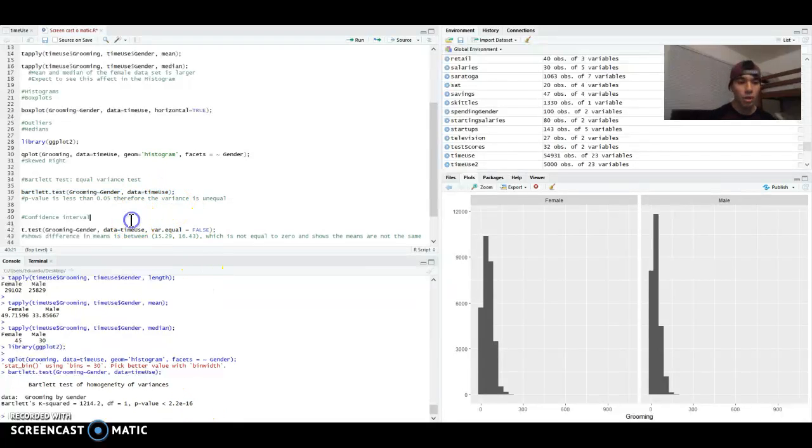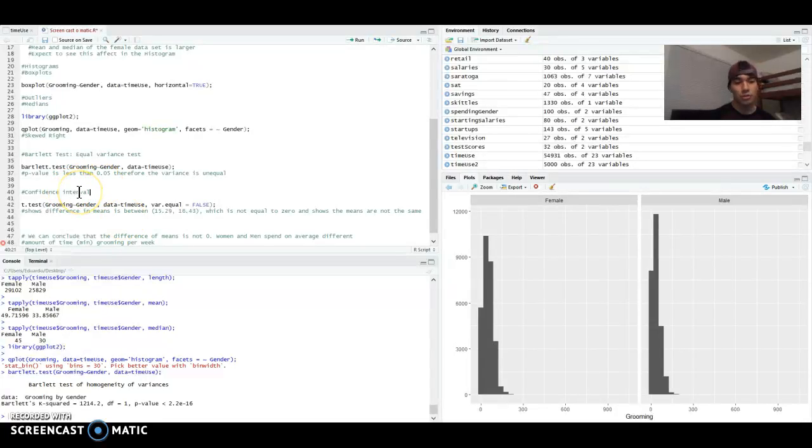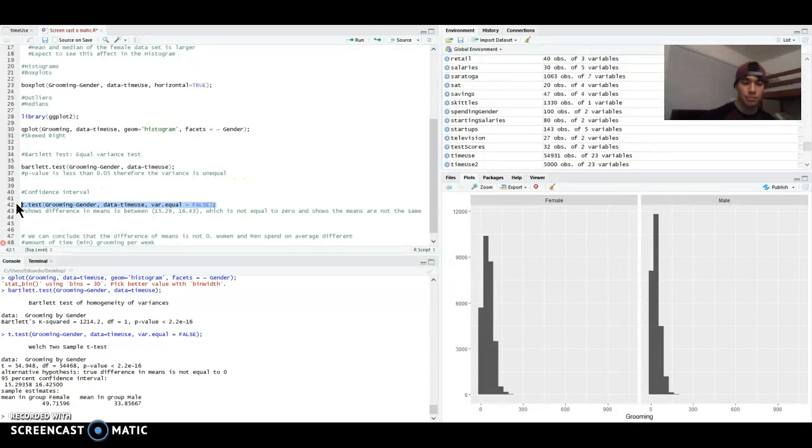All right, now let's check out the confidence interval. We're going to use the t-test for that. And then let me input that. All right, as you can see, this is our confidence interval. The t-test is taking the difference between both data sets of both genders, and we're getting a difference between 15.29 and 16.43 as our average mean difference between the male and female.